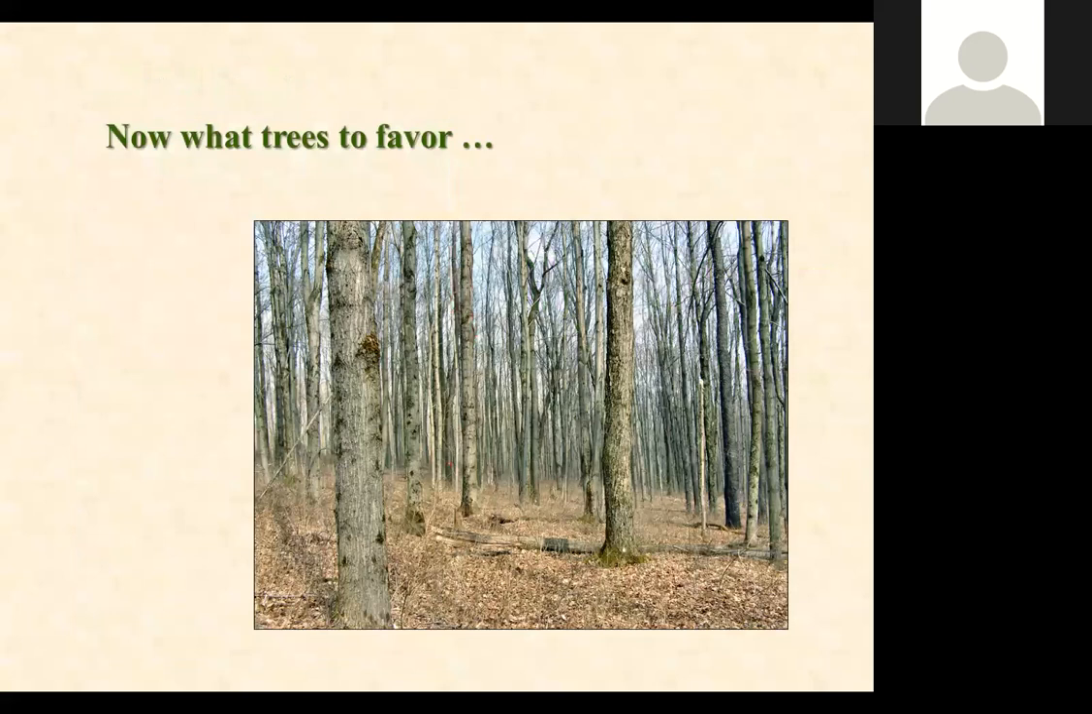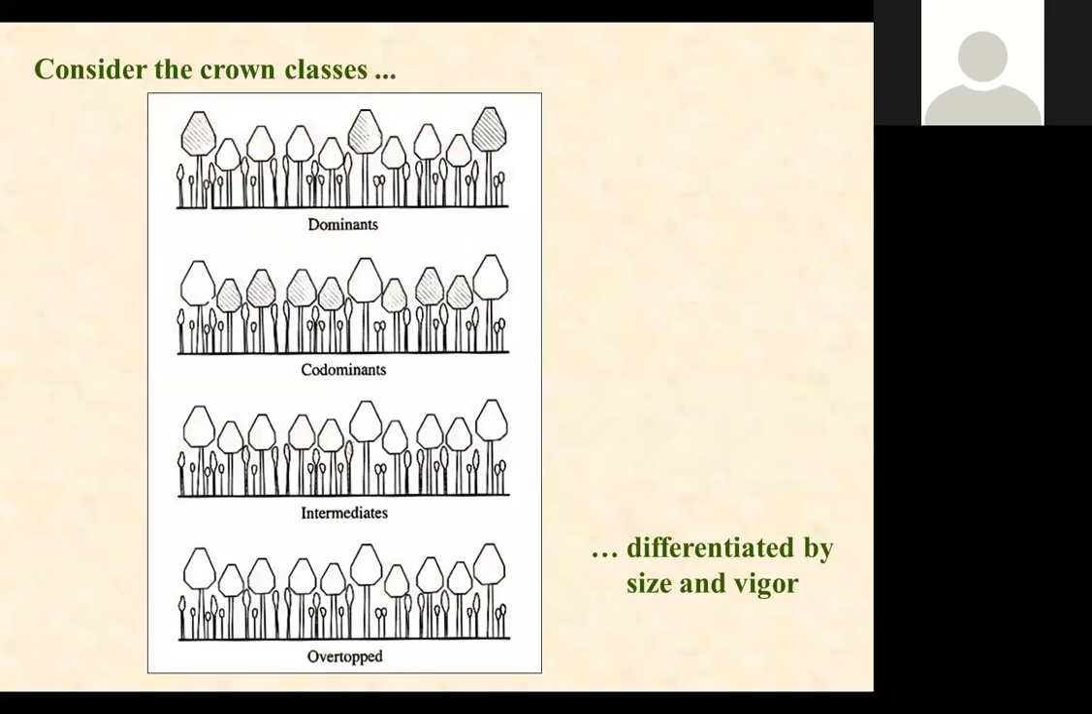Now, given that, what trees do you favor? And this is an absolutely important question. This is critical, in fact, as regulating stocking. We know from looking at even-aged stands over time, and many people have discussed this, that trees differentiate into crown positions by virtue of their sizes. The dominants are the uppermost and the overtopped trees are the lowermost. And there is a relationship between crown position, tree diameter, and potential growth upon release. In fact, growth before release.